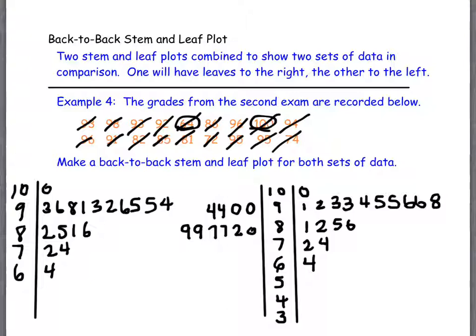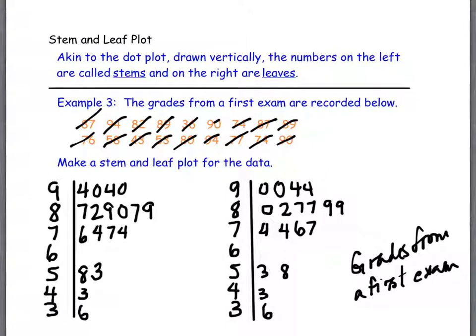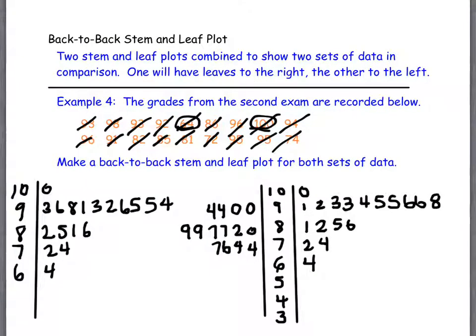Then I had 44, 67. No 60s. I had 3, 8, 3, and 6. So this is what the back-to-back stem and leaf plot looks like. This is the first exam on the left. This is the second exam on the right. And so what do I need to write?